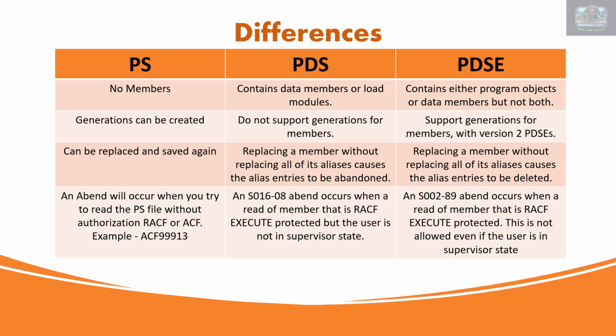Okay, these are some more differences. As you know, a PS file is a small, normal flat file. It depends on how much allocation you have given. But coming to PDS, you will have members in it. It contains data members or load modules. PDS will have load modules in it, and PDSE will have program objects. As you know, program objects are better than load modules. And coming to PDSE, either program objects or data members, any one of them can be present in the PDSE file. And coming to the next point, generations can be created.